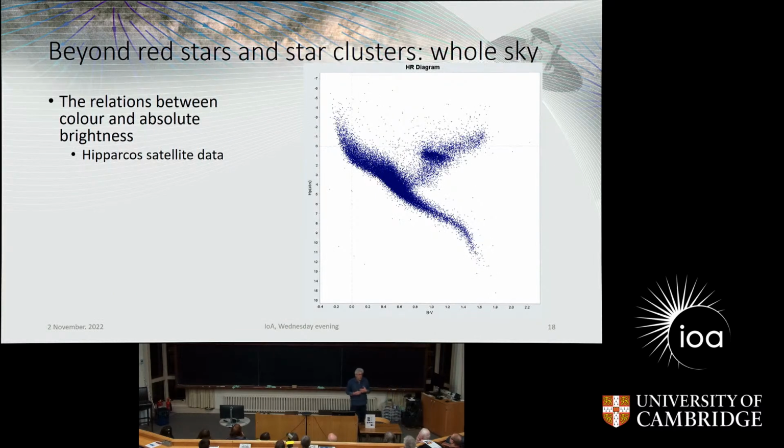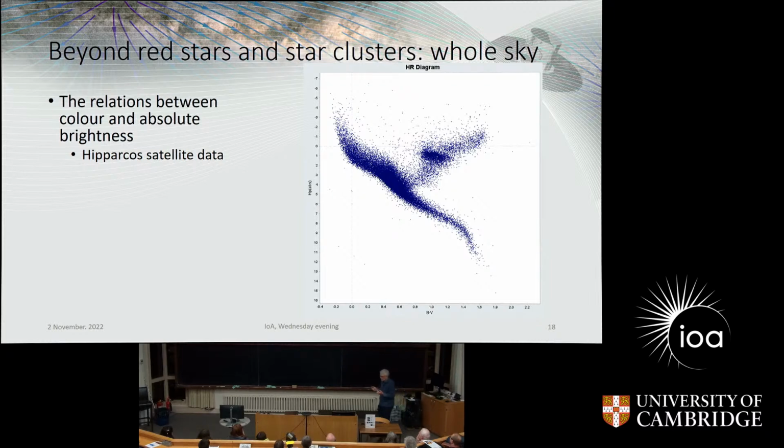So now we take all of the stars, the whole sky, as observed by Hipparcos in this case, and we look at the relation between the color and the absolute brightness. And we get a diagram like this here. And there, the big blob on top are the red stars that we were looking at, the bright red stars.